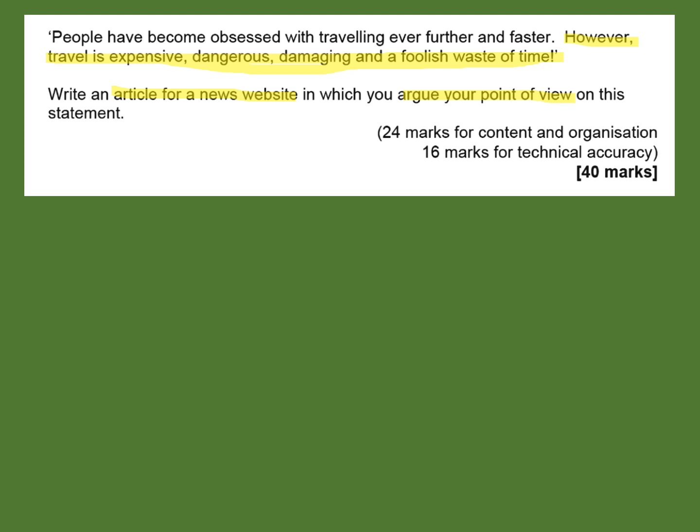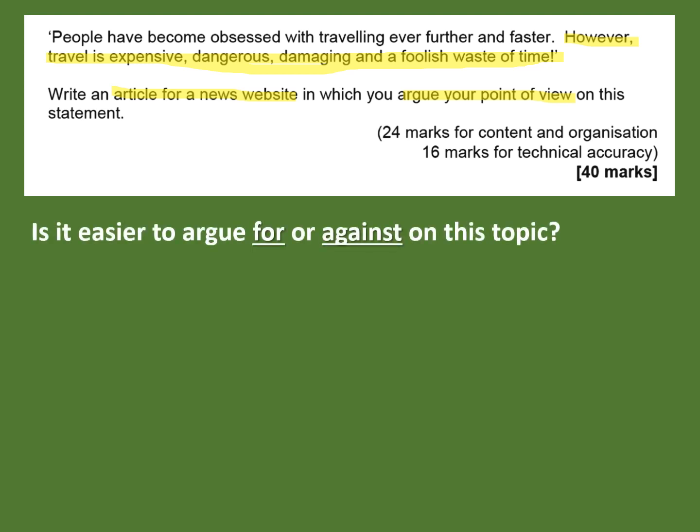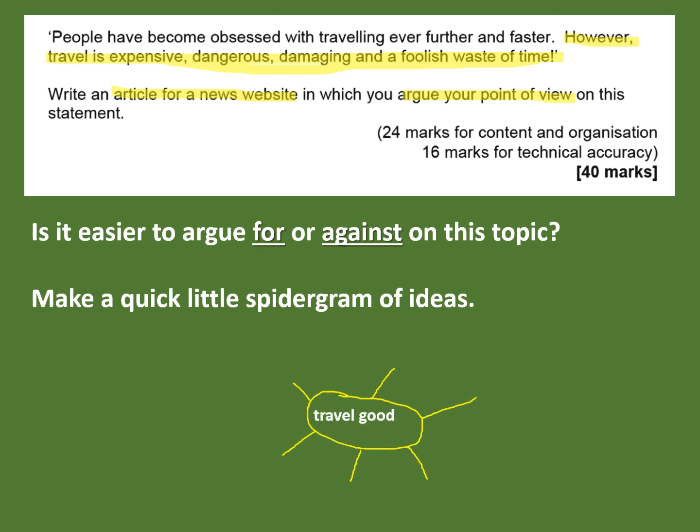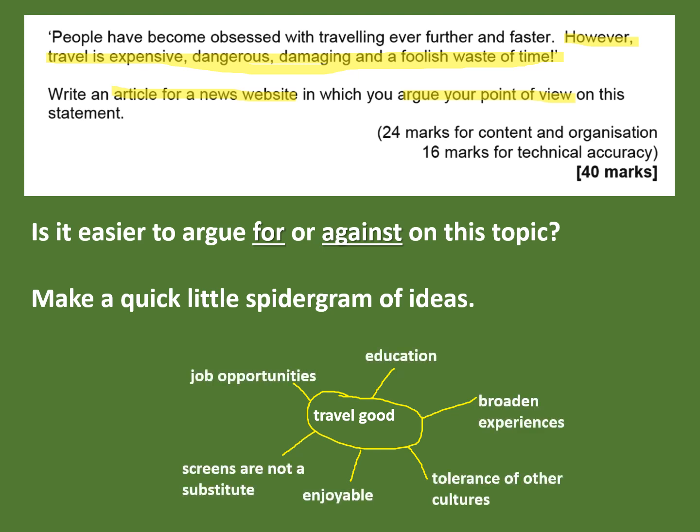Now, arguing your point of view could be quite messy, so we would recommend that you decide to go for or against in these debates. It's much easier to do that in 45 minutes than to try and do a balance of both sides. You end up sounding a bit confused in your thinking. So the first thing to do is think, am I going to go for or against travel? And then maybe jot down a quick little spidergram of ideas to make sure you've got enough to talk about. So let's say I'm going to say travel is good. Here are some ideas to help me do that.